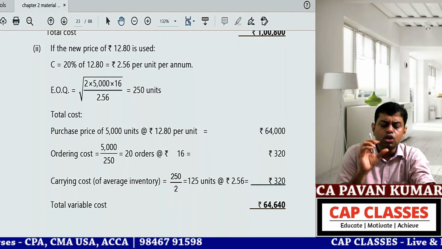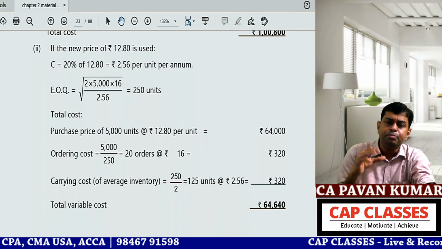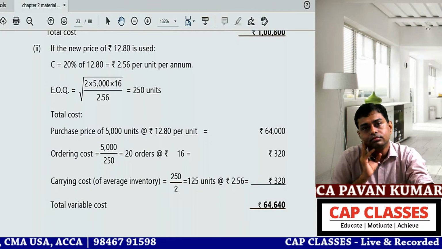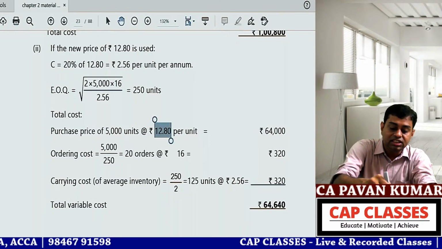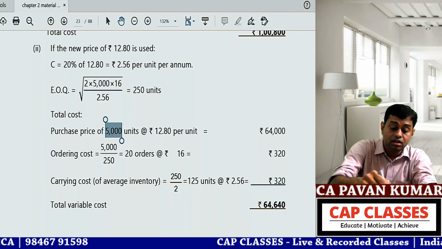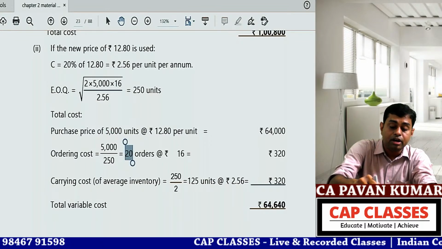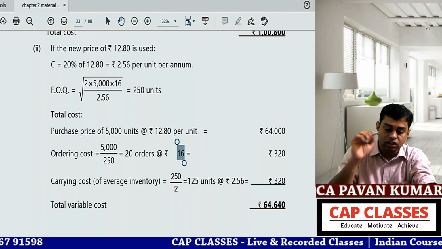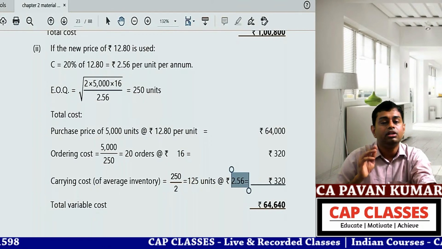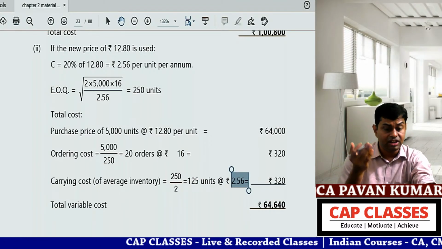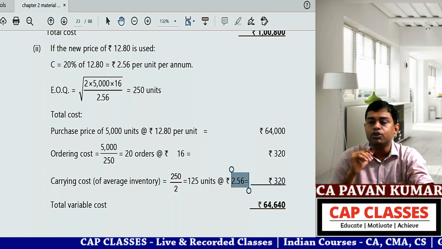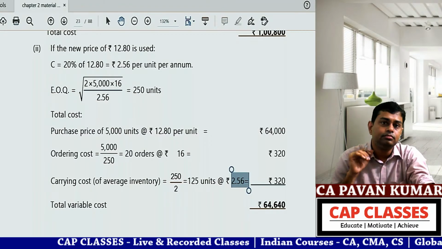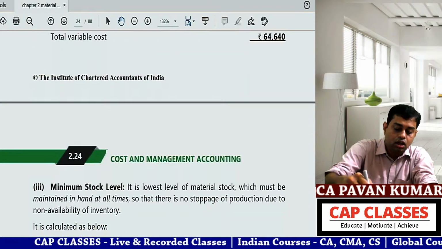They used the word total variable cost, but I prefer using total cost. Anyway, everything is variable here. If this changes, this will change. That is variable. Based on the number of orders, it will change. So this is variable. This is also variable. Even if you say total variable cost, it is fine, but it is more appropriate if you say total cost. Okay, that's all.